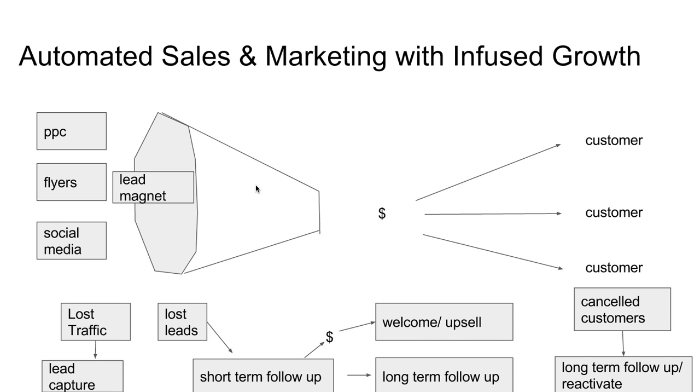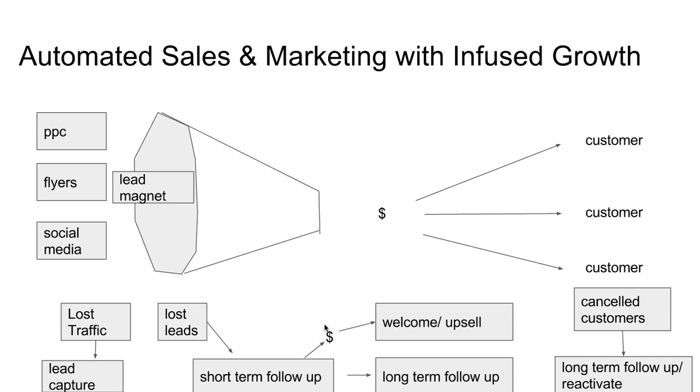So that addresses the first two places where we're losing money. Lost traffic, where they don't fill out a form or call for an estimate. We're going to offer them a lead magnet to get their information with the lead capture. If they're in the funnel and we've given them an estimate and they just haven't decided to buy yet, we're going to capture them as a lost lead, and we're going to send them in a short-term follow-up.